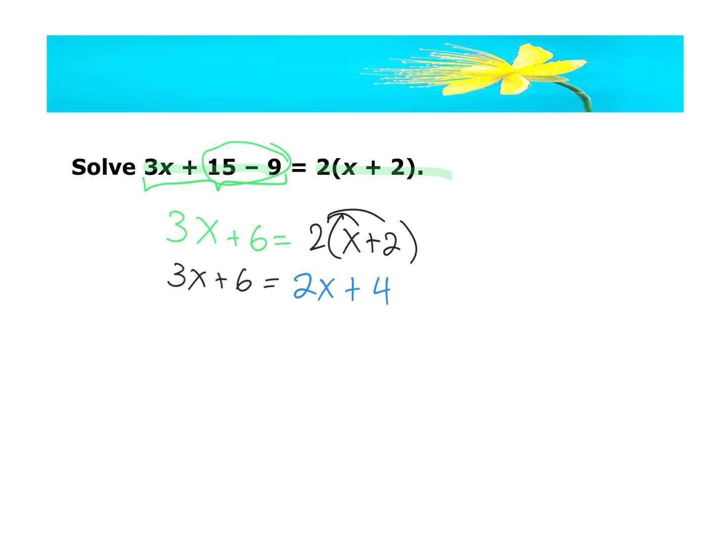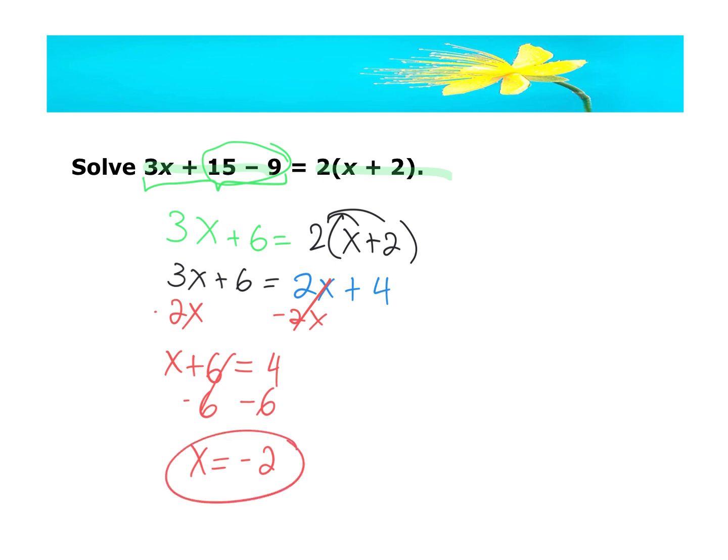Afterward, this is where you can go one of two ways. The first, I'm going to keep the variable positive, so I'm going to subtract 2x from both sides. And I'm going to get x plus 6 is equal to 4. Afterward, I subtract 6 on both sides, and x is equal to negative 2. Now, I'm going to go ahead and rewrite it on the right here.